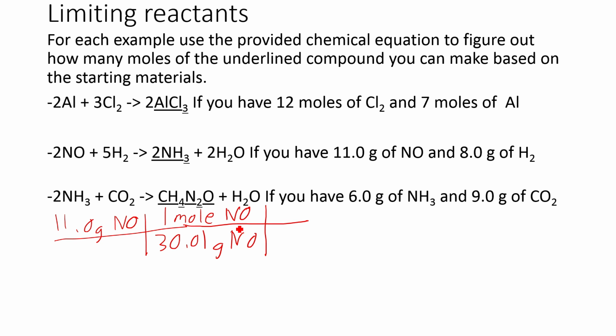We also know that I can get moles of NO to 2 moles of ammonia. So I know that for every 2 moles of NO, we are going to get 2 moles of ammonia. Notice the moles of NO cancel, the grams of NO cancel, and so that will work out. And this would tell us that we would get 11 divided by 30.01, and then times 2 divided by 2 is just 1 for that.